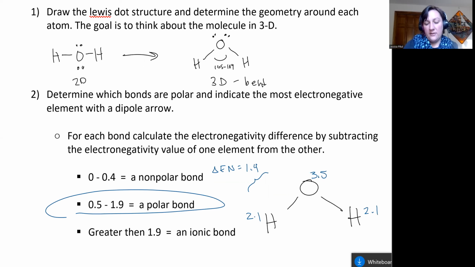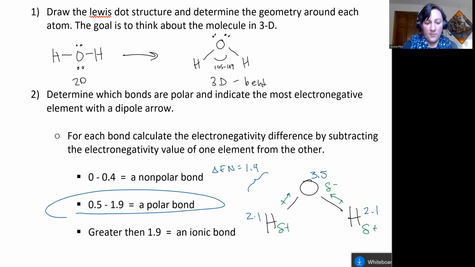And I can represent that a few ways. I can either say that this is delta positive and this is delta negative, to show that there's partial negative charge on the oxygen and partial positive charge on the hydrogens. I could use small dipole arrows too along the bond to show the positive end's over by the hydrogen and it points to the more negative of the 2 atoms bonded, which would be the oxygen. Those are the 2 things. I'll get to the next one next.